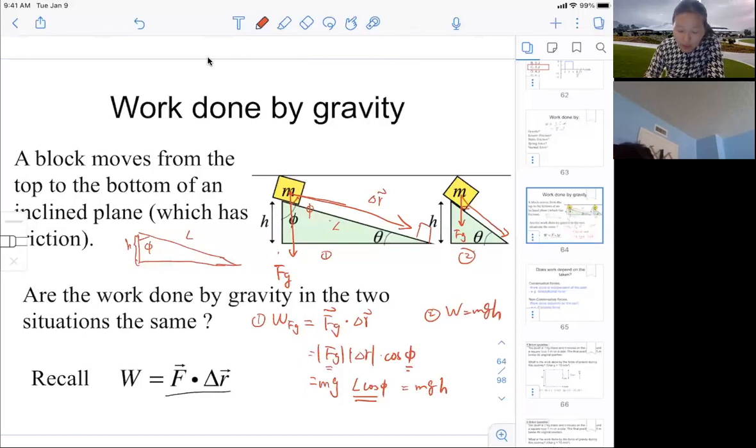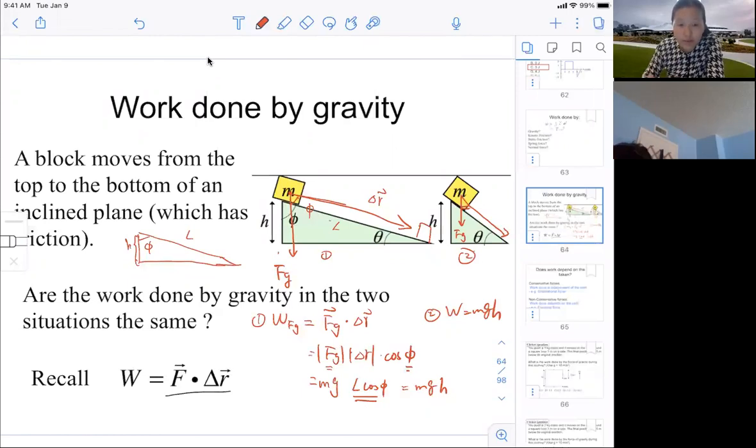We get the same thing. So you can see that the work done by gravity is independent of the path that you're taking. It only depends on your start point and your final point, the vertical distance between those two points. Even if you take a curved path or bumpy path, the shortest distance or a longer distance doesn't matter. The work done by gravity only depends on the beginning and the end point.